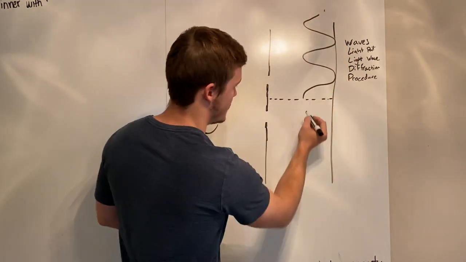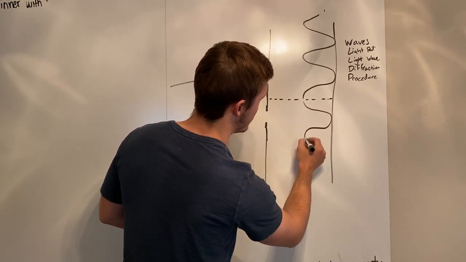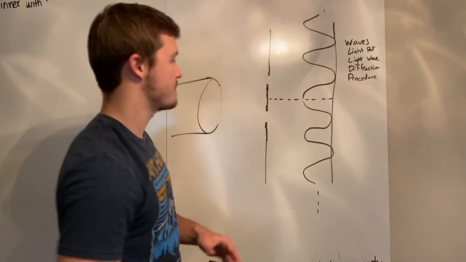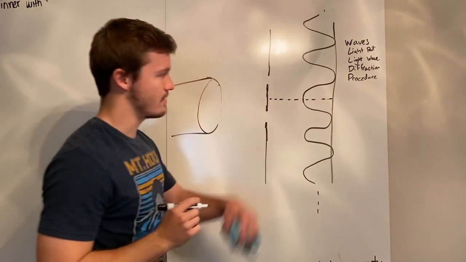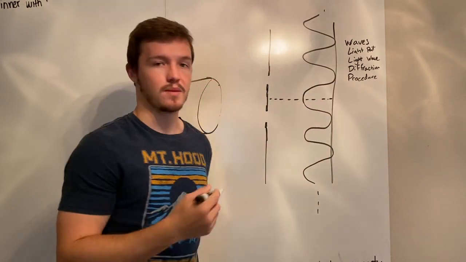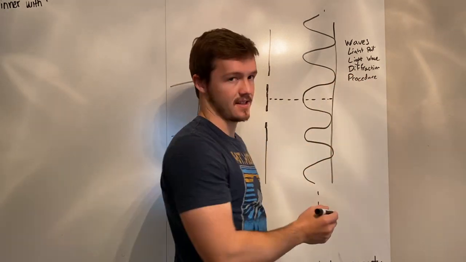That keeps going, and then let's see if I can draw this better on this side. It should be symmetrical, but my drawing is not the best. Okay, so this is what you see. And keep in mind that this is intensity right here, which means that a peak in intensity, a big bump like this, means a bright spot. A small bump like this means 0 intensity.